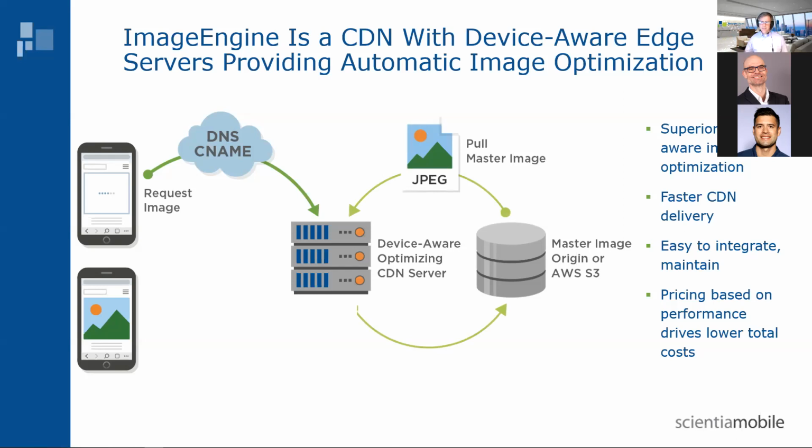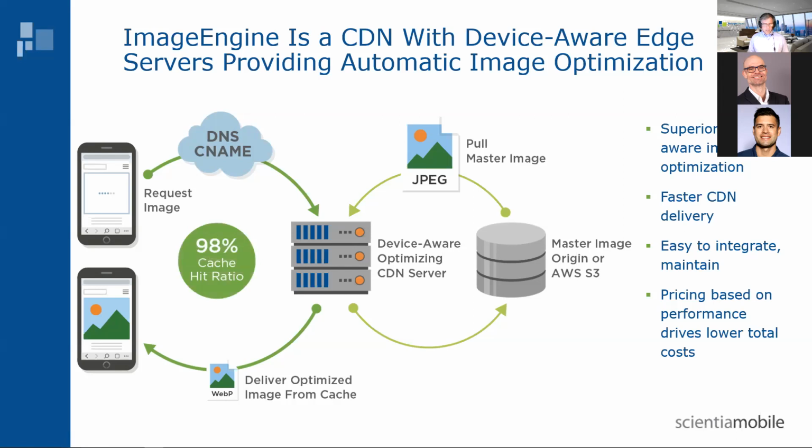So if it's a Samsung S8, we will know all the specs associated with that device and compress the image down and deliver it in a format that's appropriate to that. And then we'll deliver it from the edge server. In this case, if we're delivering to a Samsung S8, for example, we'll be delivering it on a Chrome browser, and we'll probably convert it to a WebP, which is a very efficient file format. And 98% of the time, when these requests come in, once the cache is primed, we're delivering it from the cache. So it's a very efficient and fast system.